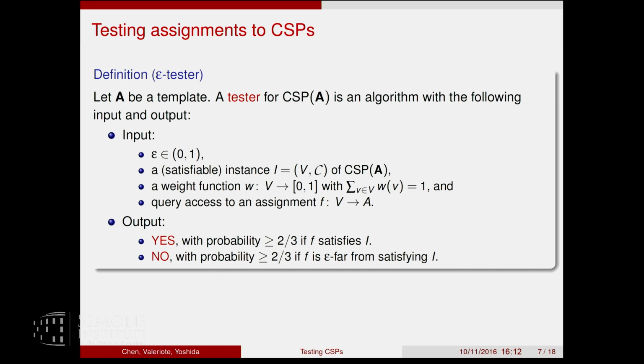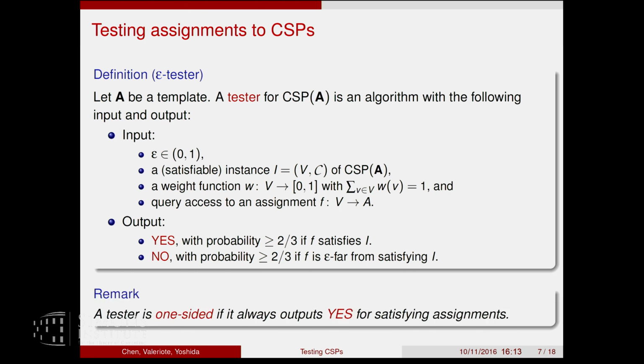Okay, so that's what we're after. We want to devise testers for constraint satisfaction problems over some fixed template A. And for the most part, the testers we'll be looking at are called one-sided. This does allow for us to miss certain functions that actually are satisfying assignments, but the ones we're dealing with are called one-sided. They're always correct for this. So if it is a satisfying assignment, then it will always give us the yes value out.